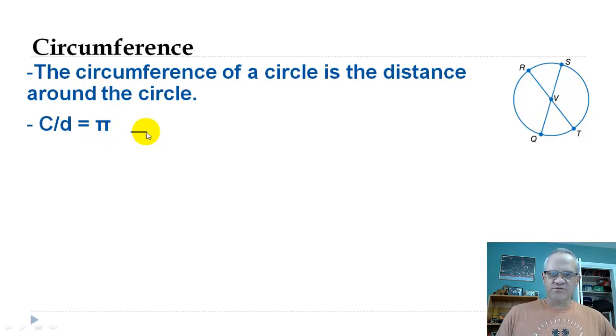No matter how big the circle is, no matter how small the circle is, if you take its circumference and divide by its diameter, you're going to get pi every time. Okay, so that's kind of cool.